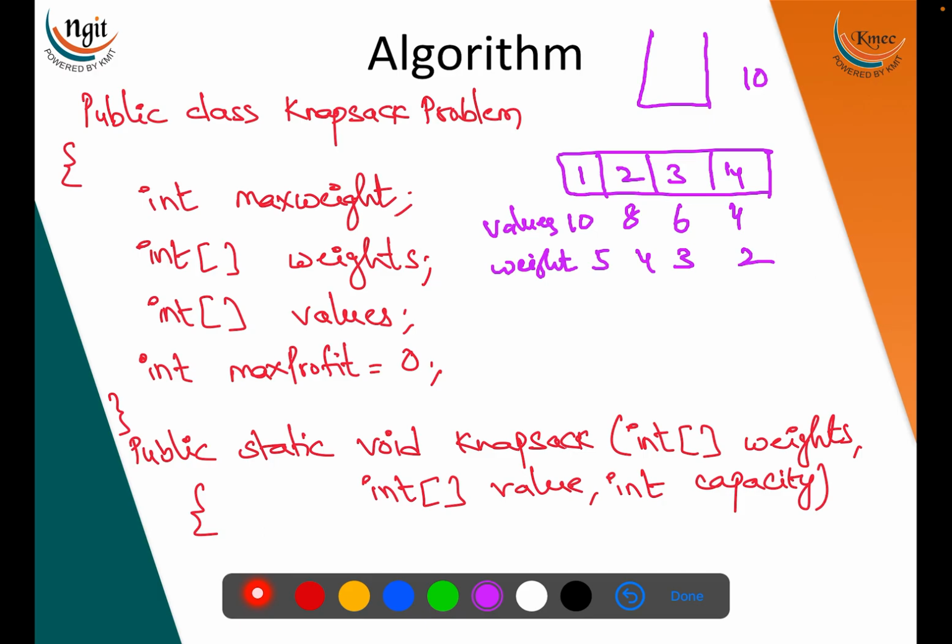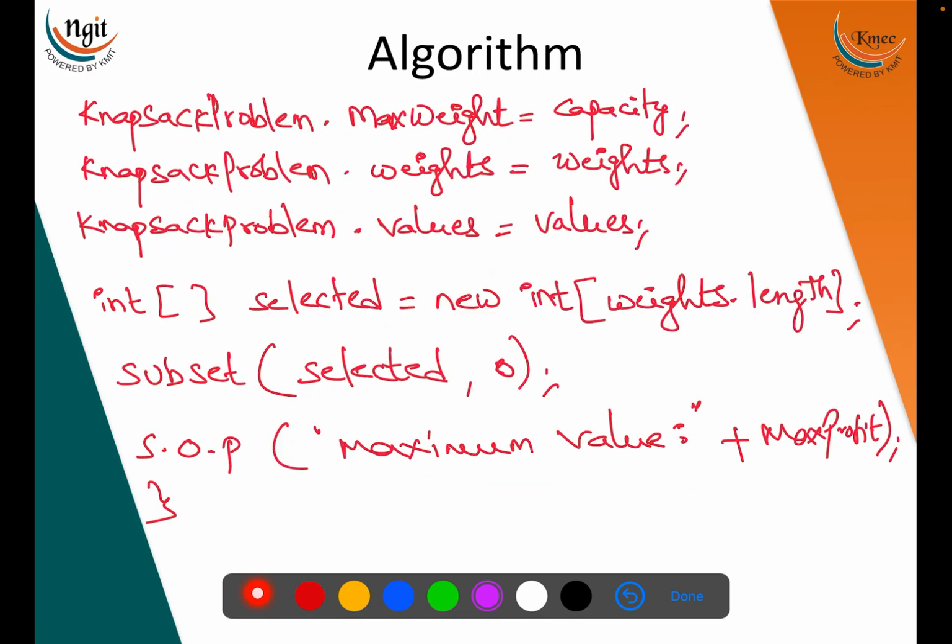So for the knapsack problem, I'm initializing maximum weight, which is 10, the capacity of the knapsack, along with the array of weights of items, the array of values of items, and a variable that stores the maximum value found so far, the maximum profit. The next is a function to find the maximum value that can be obtained by selecting items. Its parameters are the weights of the items, the values of the items, and the capacity of the bag. So this function is going to solve the knapsack problem, where maximum weight is equal to capacity, weights are weights, and values are values of the items.